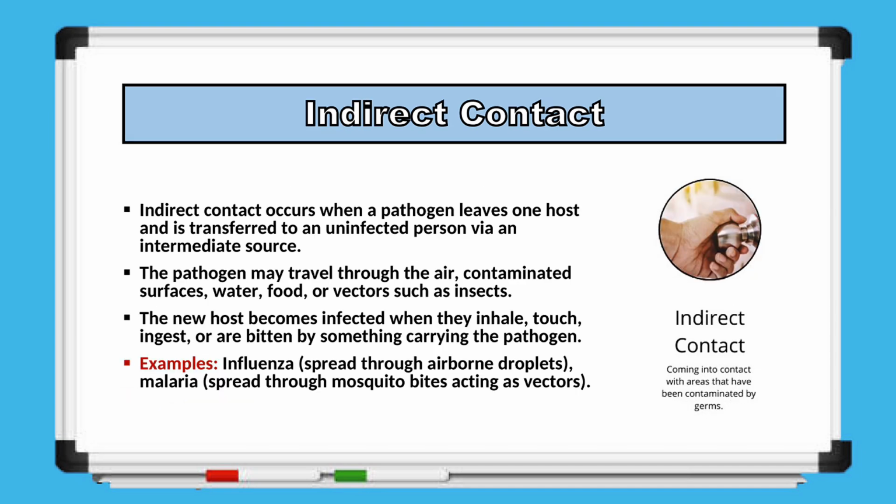Indirect contact occurs when a pathogen leaves an infected person and is transferred to an uninfected individual through an intermediate source. This can happen when the pathogen travels through the air, contaminated surfaces, water, food, or vectors such as insects. The new host becomes infected when they inhale the pathogens, touch contaminated surfaces, ingest contaminated food or water, or are bitten by insects carrying the pathogen. Diseases spread through indirect contact include influenza, which is transmitted through airborne droplets, and malaria, which is spread by mosquito bites acting as vectors. Indirect contact also includes situations where a person comes into contact with areas or objects that have been contaminated by germs.